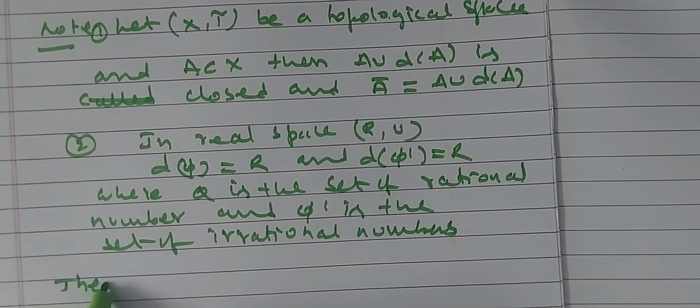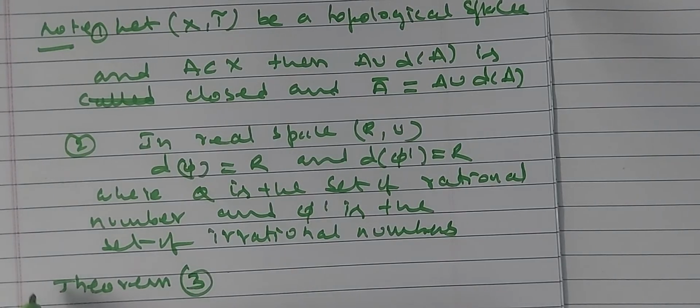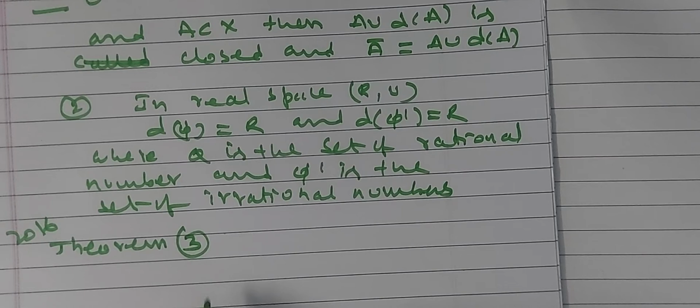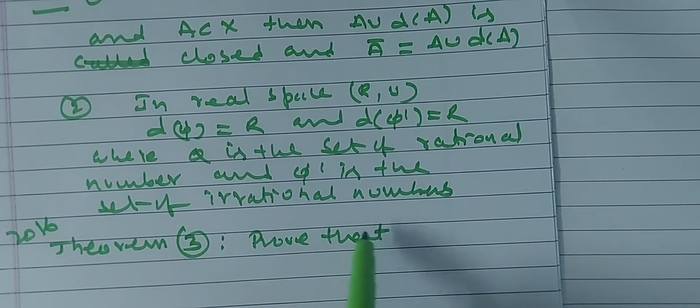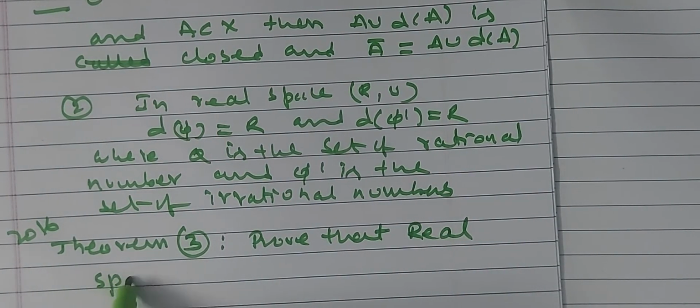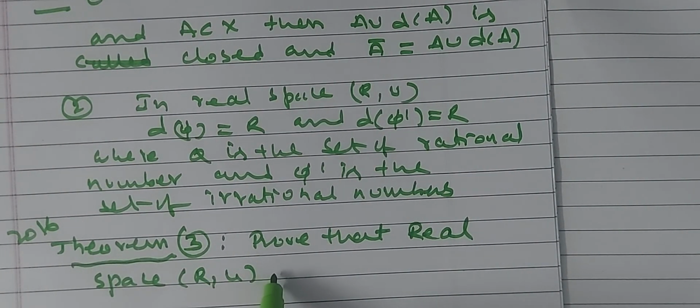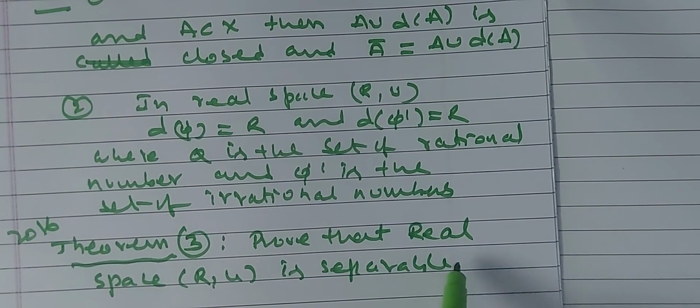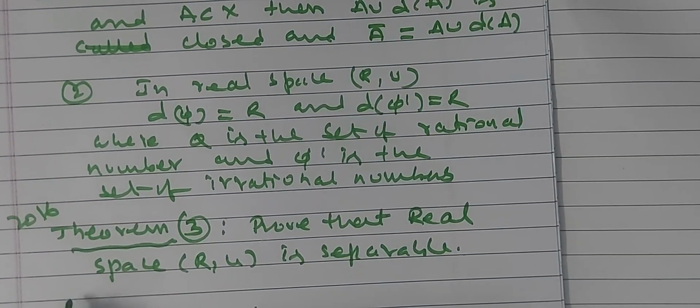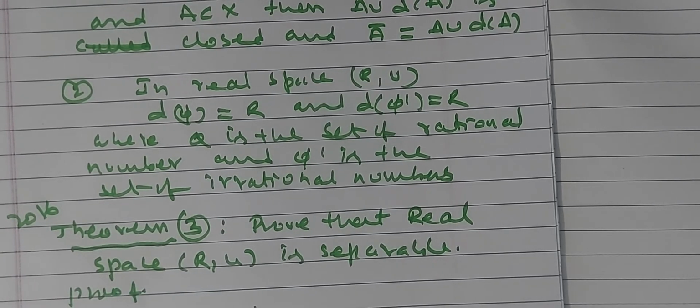So let us see theorem 3. This was asked in 2016. Prove that the real space (R, U) is separable. Proof: separable means that one of the sets, either Q or Q dash, is a countable dense subset of R. Let us see that proof.